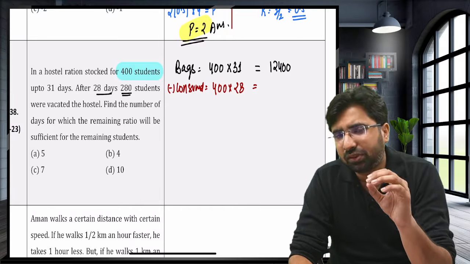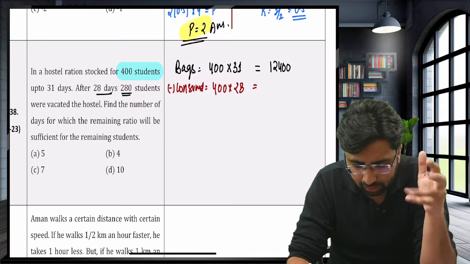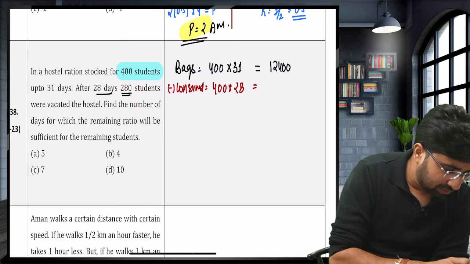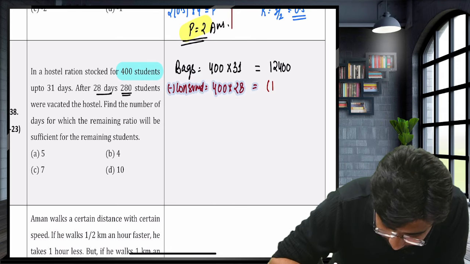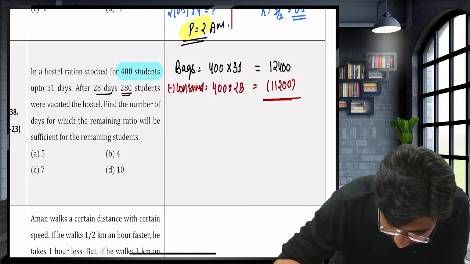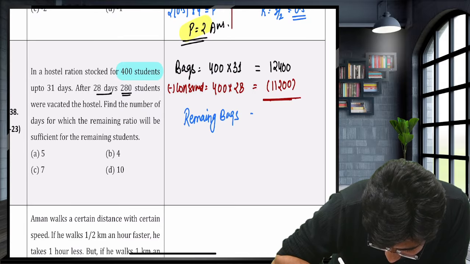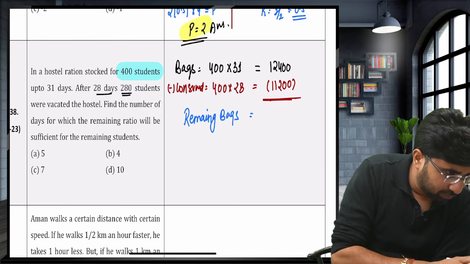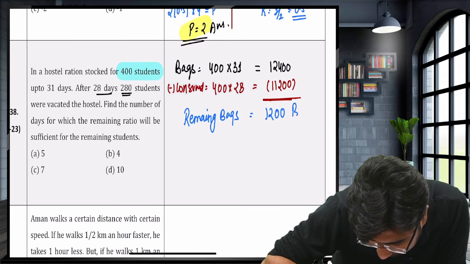How much? Sir, the entire 400 students had consumed bags for 28 days. Per day consumption is 400 bags because 400 students are there, one student one bag. So multiply by 28 days. They have consumed 11200. Remaining bags, what is the remaining? Sir, 12400 minus 11200. We have 1200 bags left.